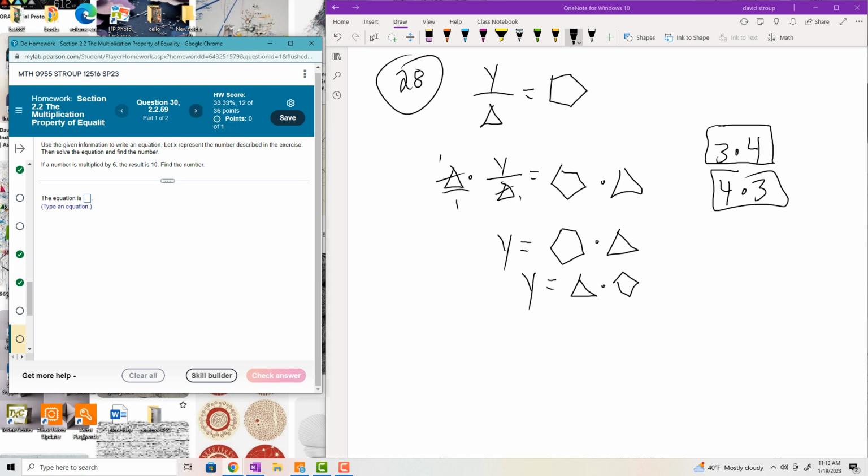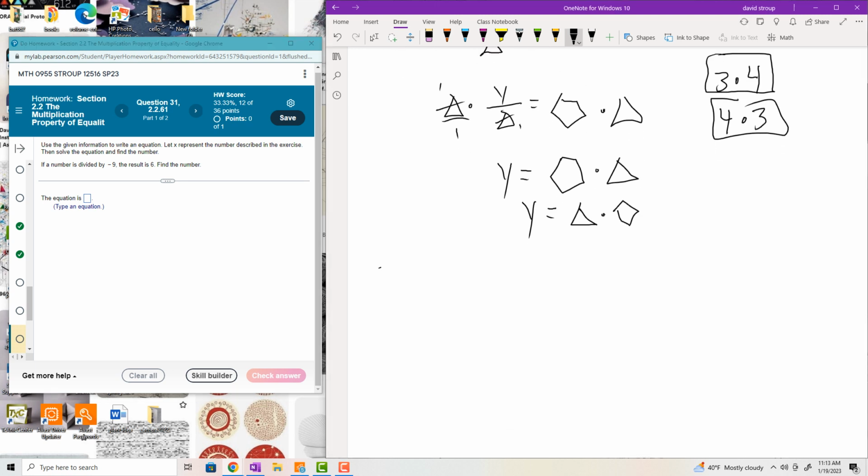And then we start getting into story problems again, right? So let's try here number 31. Use the information to write an equation. Let x represent the number described in the exercise. Solve the equation, find the number. If a number is divided by -9, the result is 6, find the number. So I kind of translate everything directly in order. So a number, I write x, divided by -9. So I'm going to write divided by -9. The result is, so equals, and then 6.